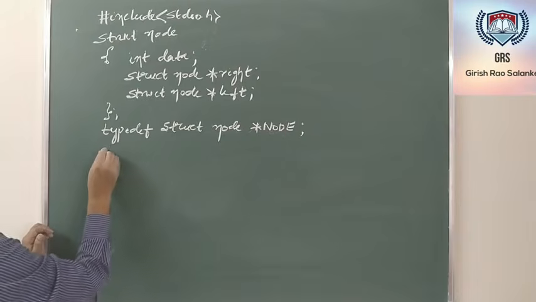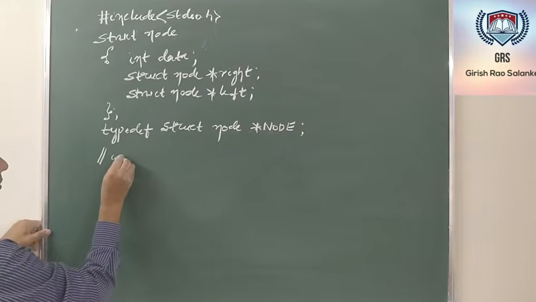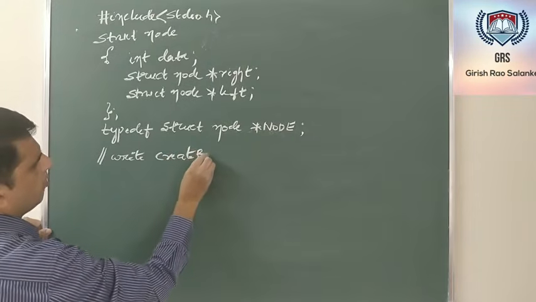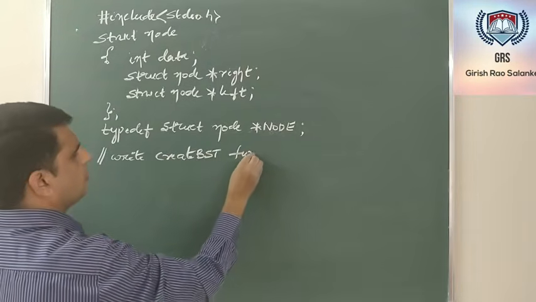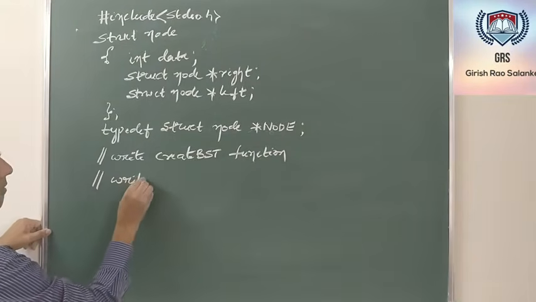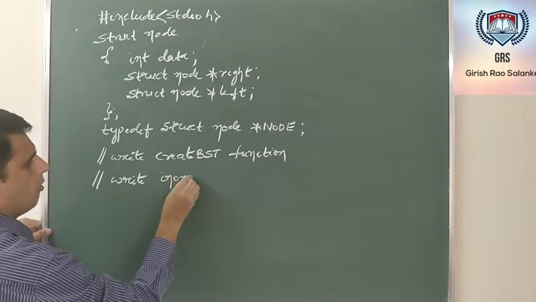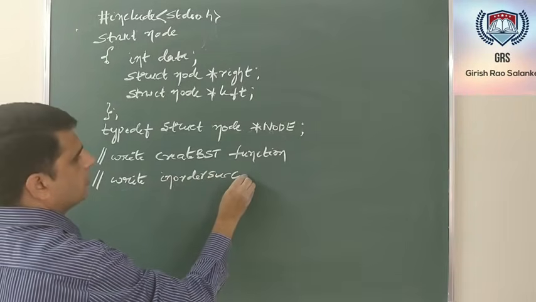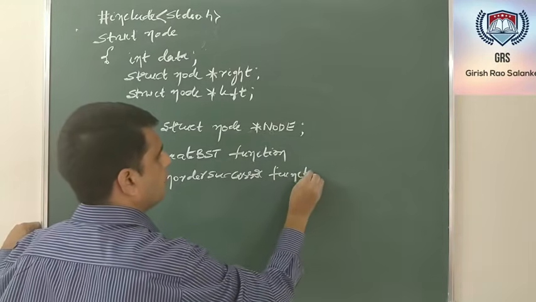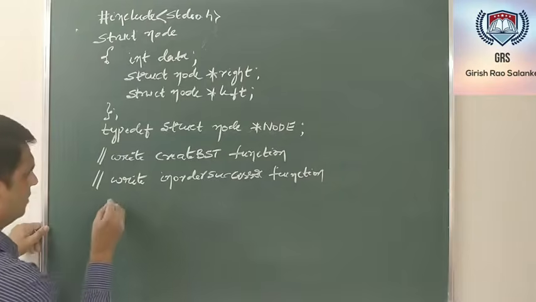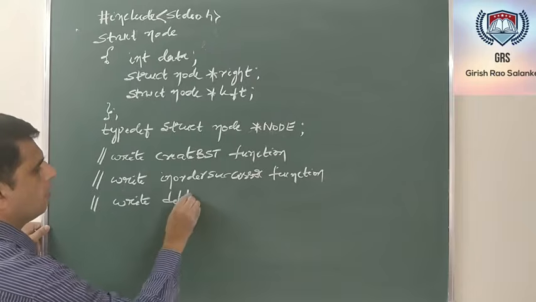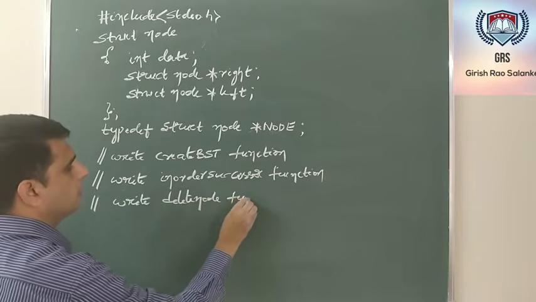Now what we need to do is, first we will write the create BST function. Next, write the inorder successor function. Next, write the delete node function.